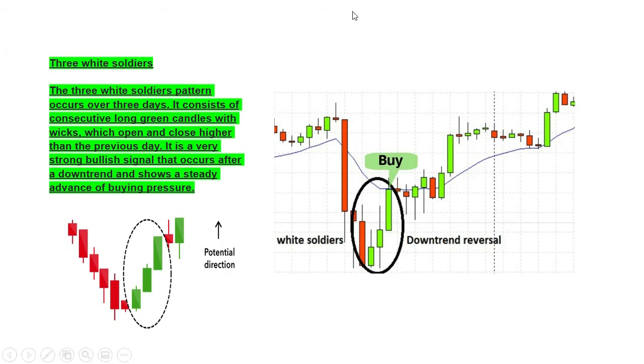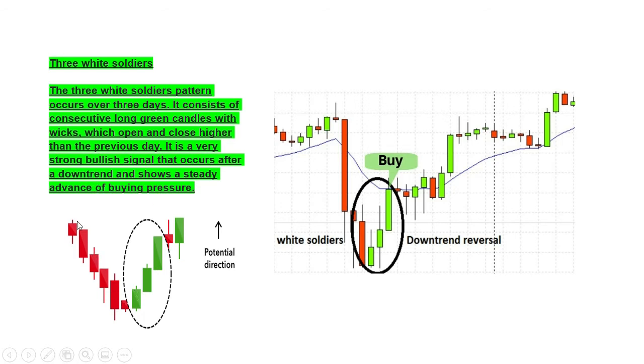So let's move on. The three white soldiers, very, very important pattern. It's actually probably one of the most common patterns that show up. And this occurs at the end of a downtrend and normally signals a downtrend reversal to the upside. So the three white soldier pattern occurs over 3 days. It consists of consecutive long green candles with wicks, which open and close higher than the previous day. It is a very strong bullish signal that occurs after a downtrend and shows a steady advance of buying pressure.